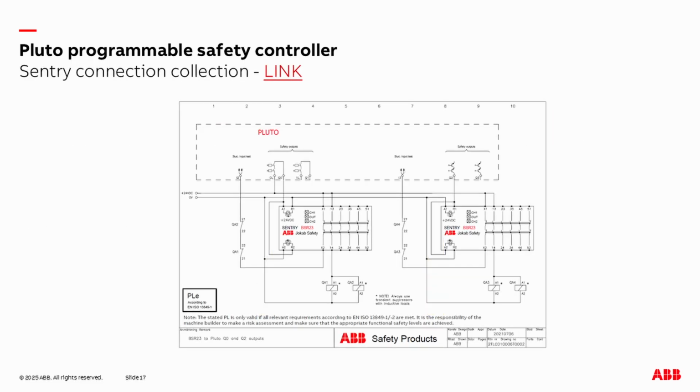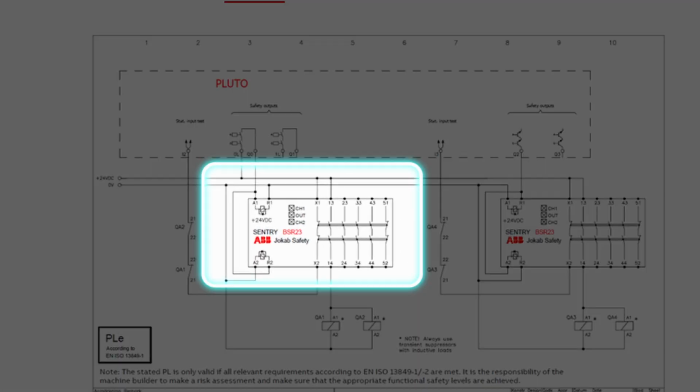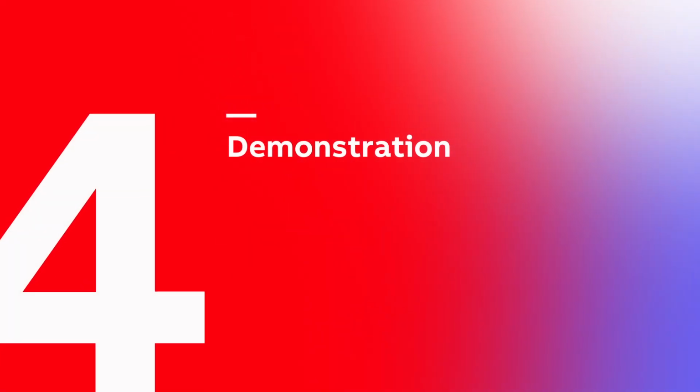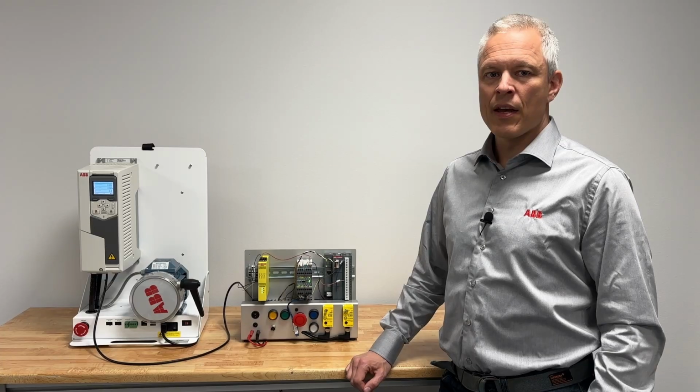And in the ABB sales organization, we have, in this case, the Sentry connection collection with a large number of electrical diagrams, how to connect the different Sentry safety relays in our range. For example, this one shows how to connect BSR23 to Pluto. It's very open, straightforward, and quick. You can download it and just show it to a customer, and they are usually more than happy. And now it's time for the movie, I think.